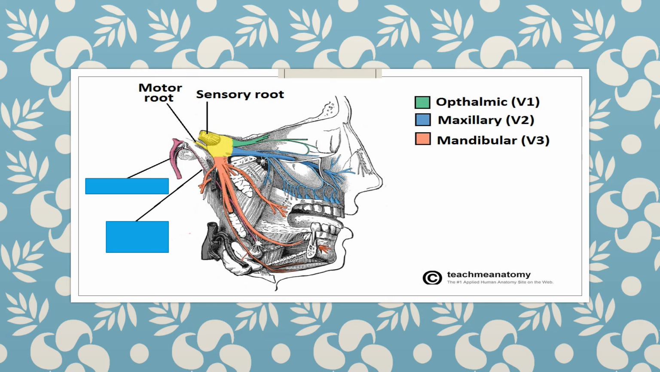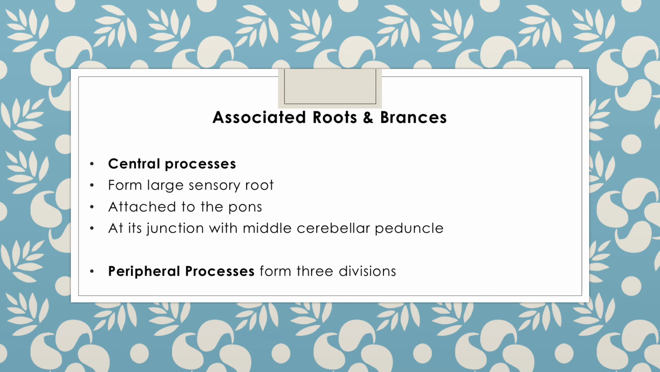Then you can see the mandibular nerve, that is V3, orange in color. Basically, the motor fibers are carried by this nerve, the mandibular nerve. Now we come to the associated roots and the branches. Central processes form the large sensory root that is attached to the brain at the junction of the middle cerebellar peduncle. The peripheral processes give three divisions that we have just done.